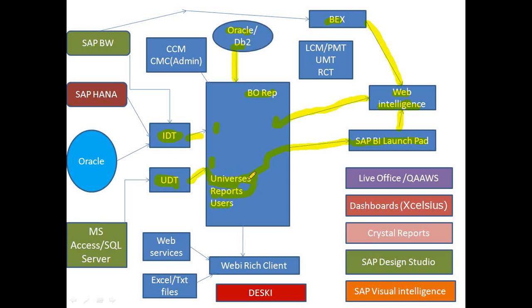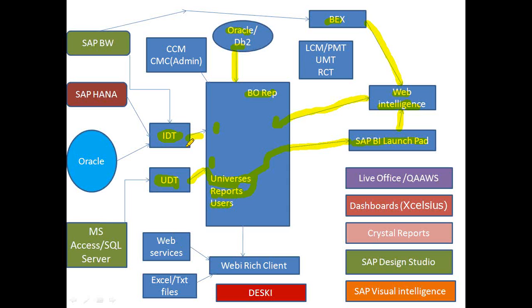So why do we need to implement the universe? To develop reports, we need to have a universe. Webi can't access the HANA system or Oracle system directly. So if you want to develop reports on top of the Oracle system or HANA system, we need to have a universe. Then only I can develop the Webi report. Without a universe, I can't develop Web Intelligence reports on top of Oracle, HANA or Microsoft SQL Server databases.